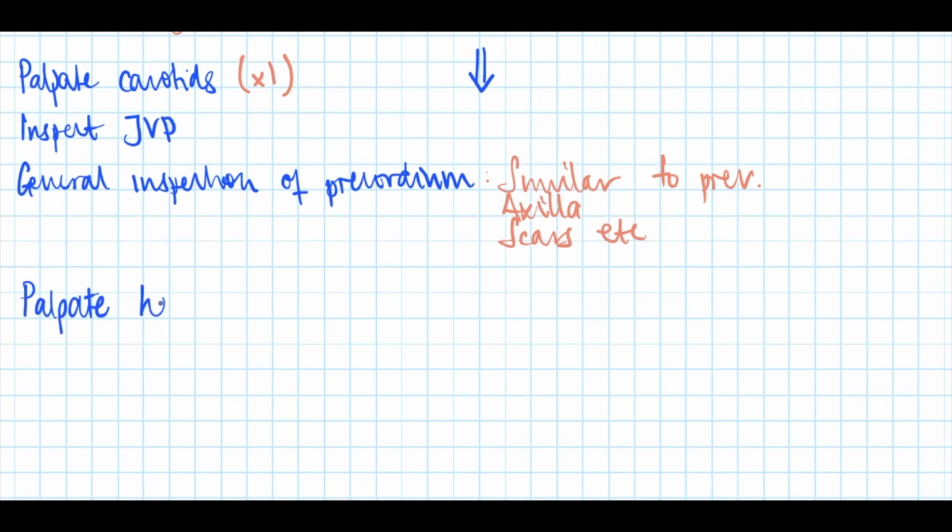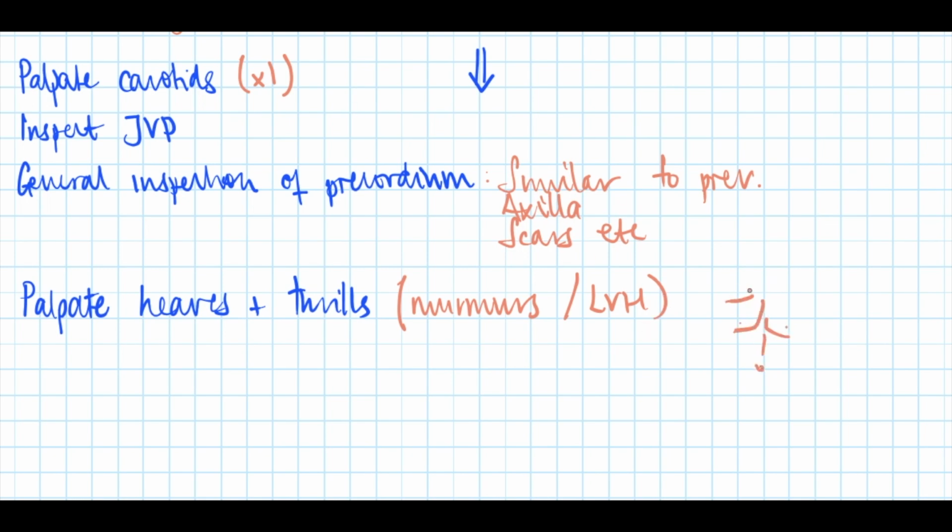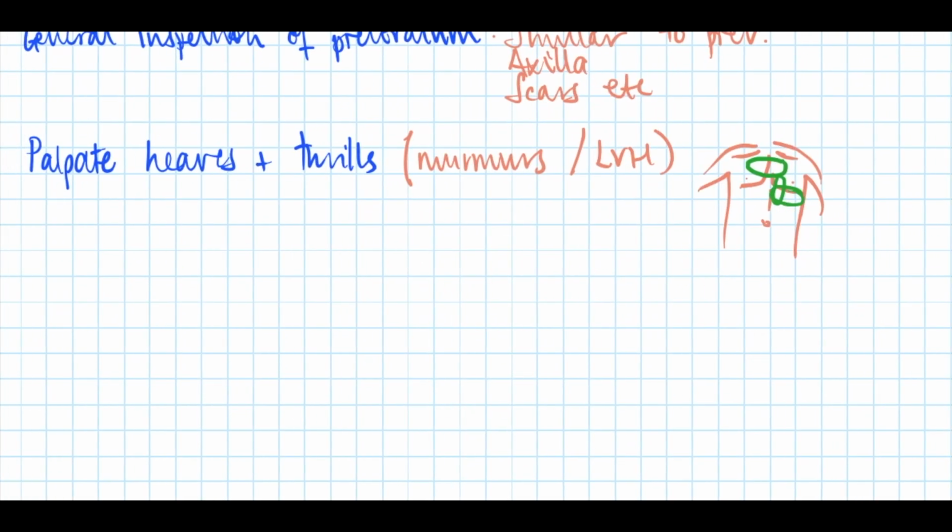After this, you want to palpate for any heaves and thrills. So essentially, you're seeing if you can feel any murmurs or any signs of LVH. And this is done in 3 areas on the precordium. One with your hand horizontally at the upper sternum, one across the left side of the sternal edge, another towards the apex of the heart.